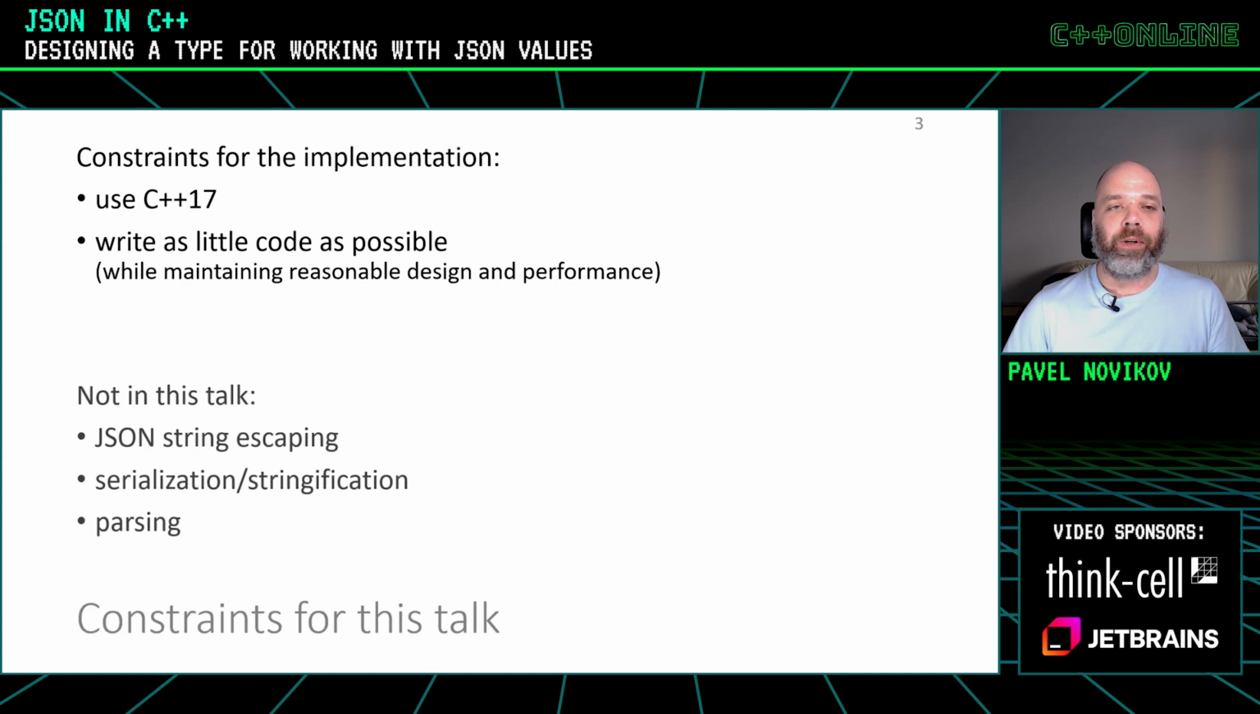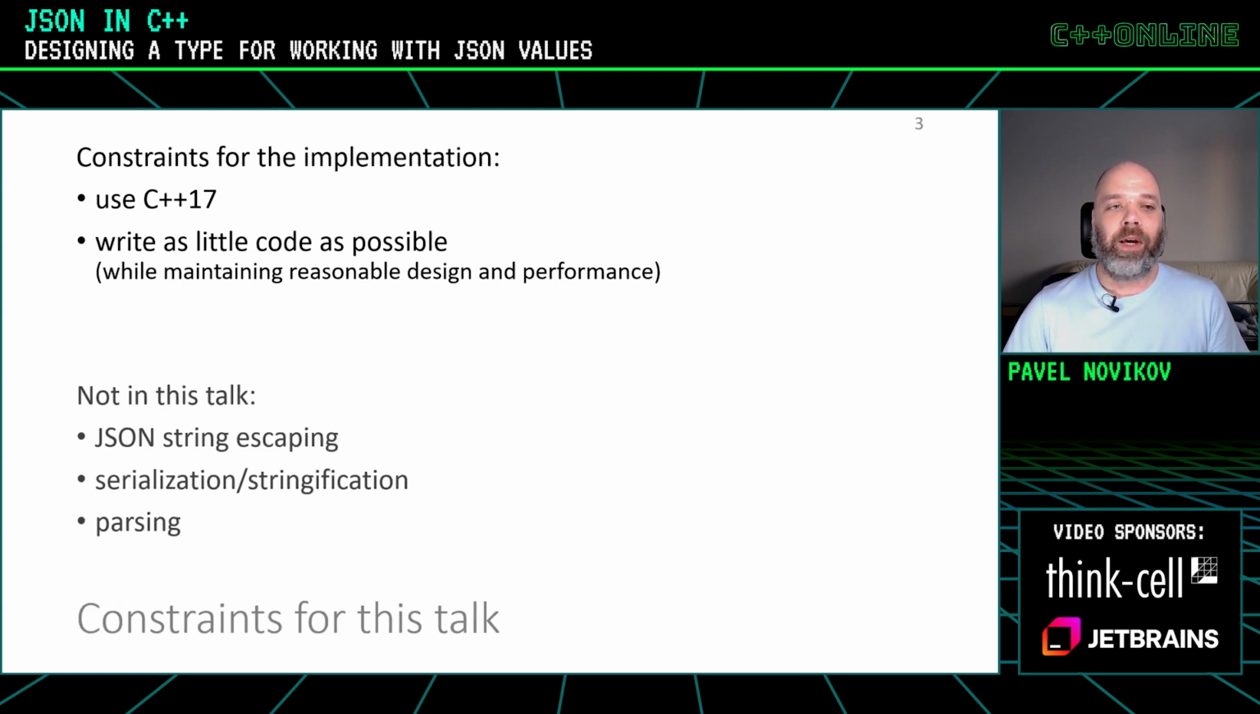To make this talk a little bit more interesting, I have some constraints. For example, I want to use C++17 in 2025. I believe not everyone can use C++23 or even C++20. So we will have this constraint, and I think it will not abstract us too much.